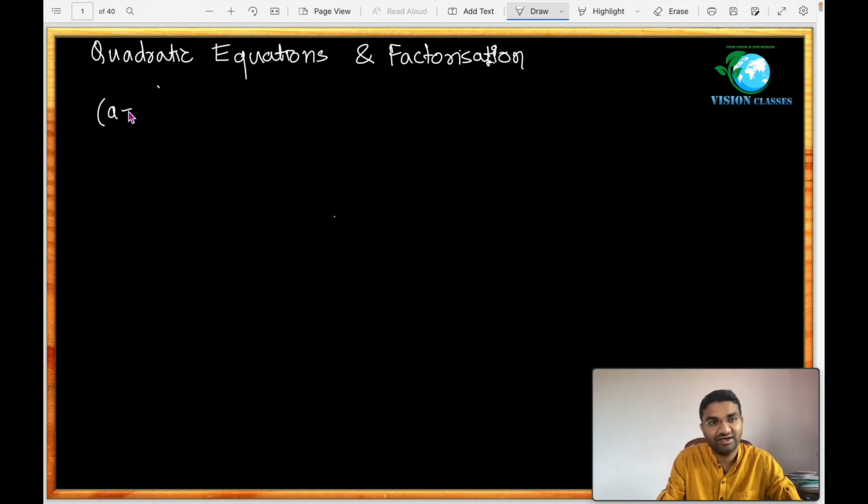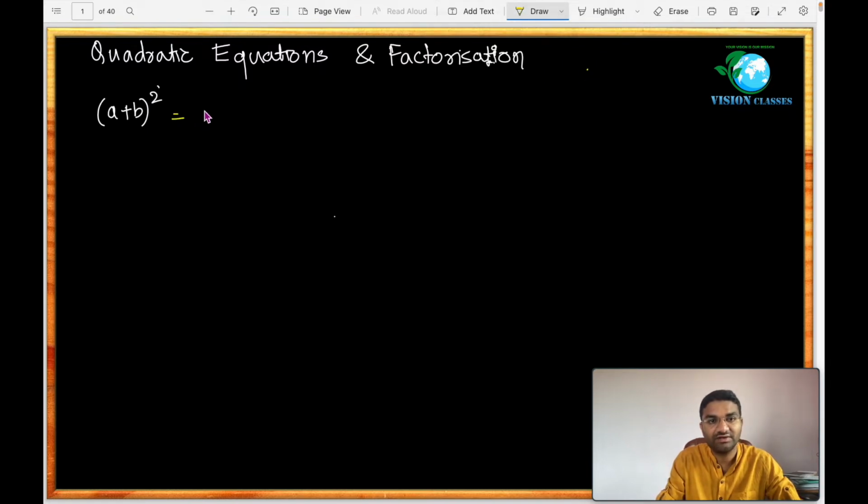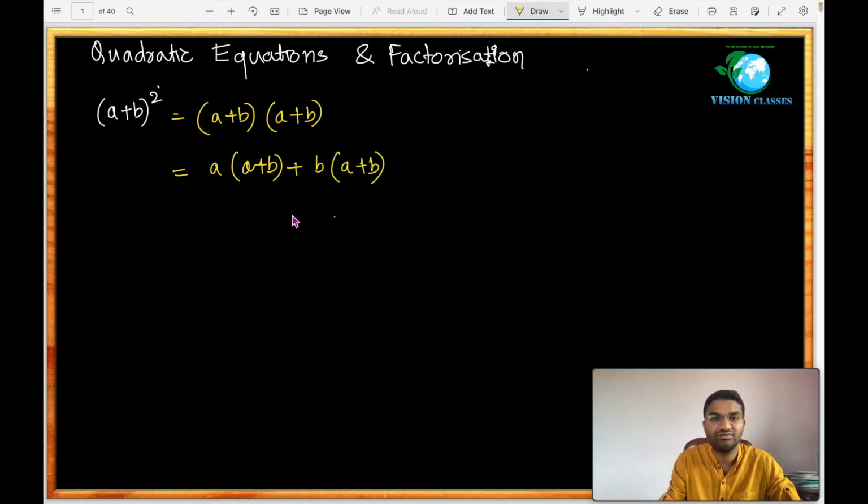Let's say (a plus b) bracket square. Bracket square means we write it 2 times, right? So (a plus b) and (a plus b), and then multiplication: a times (a plus b), and here plus b, again (a plus b). So a times a is a square, plus a times b is ab, plus b times a means ba, we can write as ab as well. Then b times b is b square.